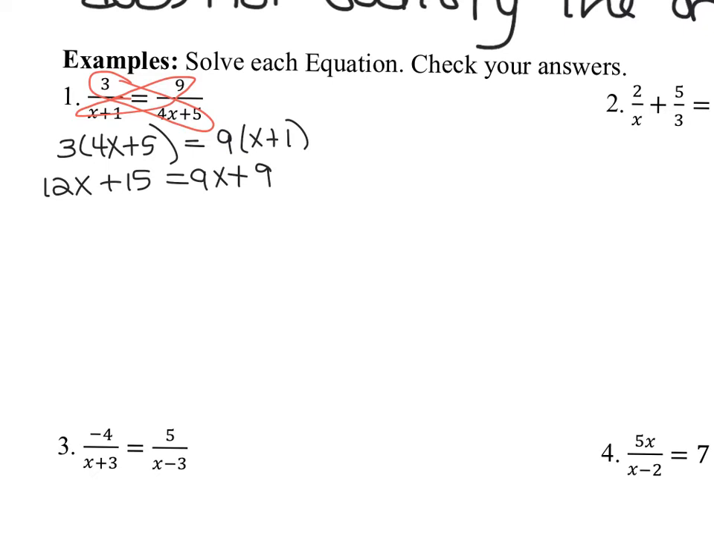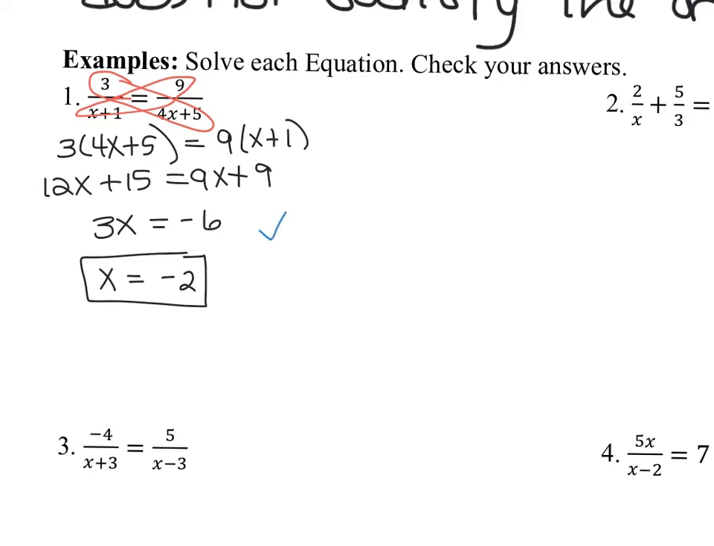Now I'm going to solve, so I'm going to subtract 9x to the other side, I get 3x, and I'm going to subtract 15 from 9, and I get negative 6. Then I divide, I get x equals negative 2.